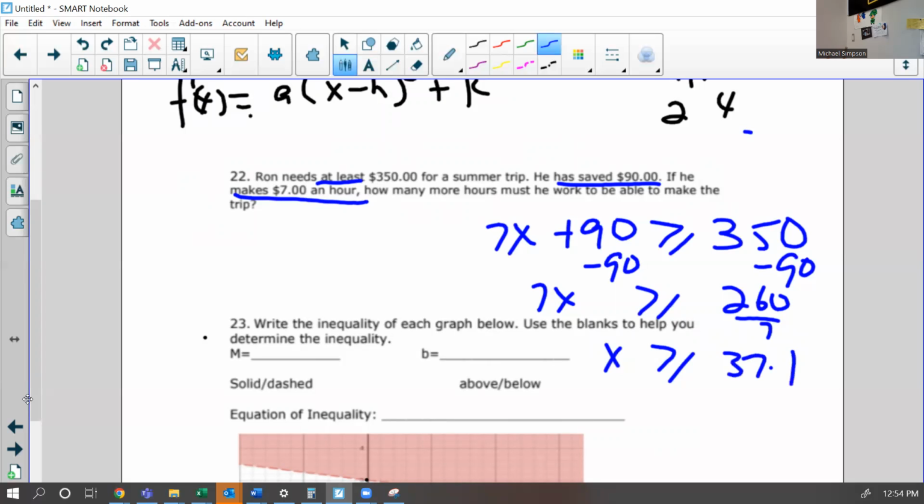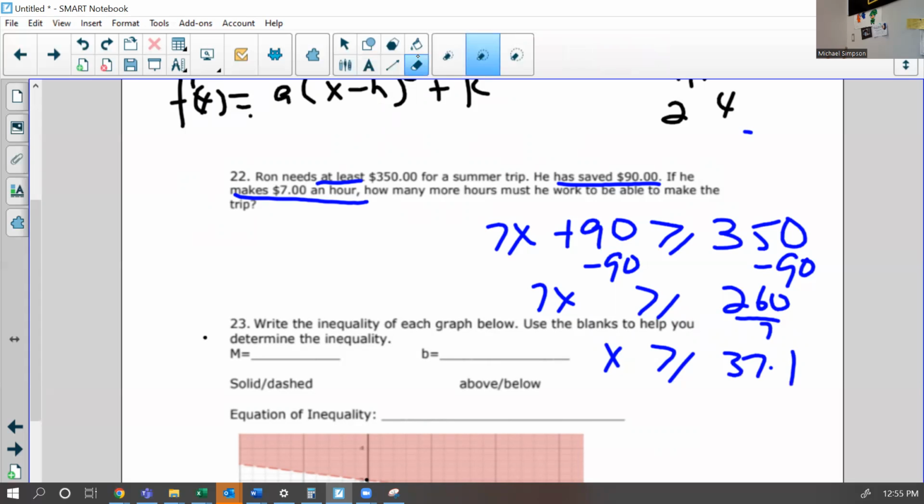So he must work at least 30 hours to make enough money. All right, so that's number 22.